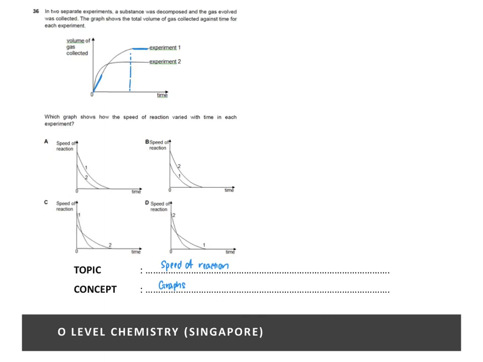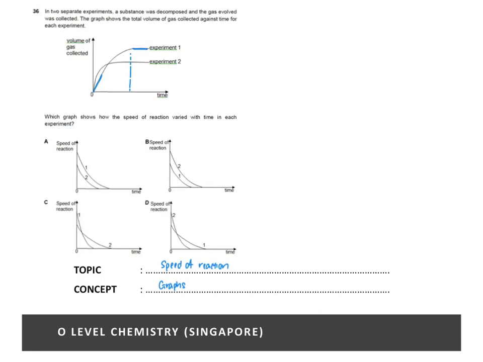is complete. What do I mean by reaction is complete? It is when the gradient of the curve becomes zero. That means that there's no more reaction. The rate of reaction is zero. So these are the three points that we need to particularly look out for.